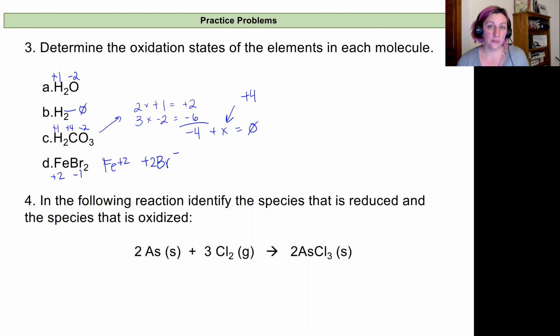So I'm going to go through and first assign all my oxidation states. That's always step 1 in these problems. Now my arsenic is a solid and it has no charge, so we're looking at an element. So it's going to have an oxidation state of 0. I'm looking at my chlorine next, and it's diatomic chlorine gas, which is the elemental state of chlorine. So both of those atoms have an oxidation state of 0.